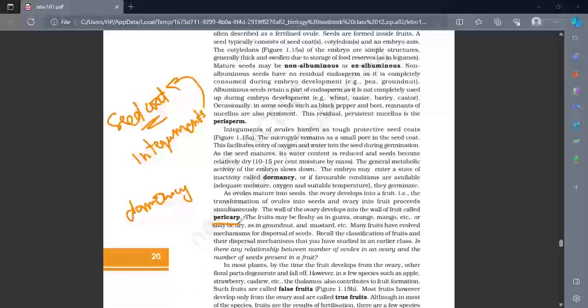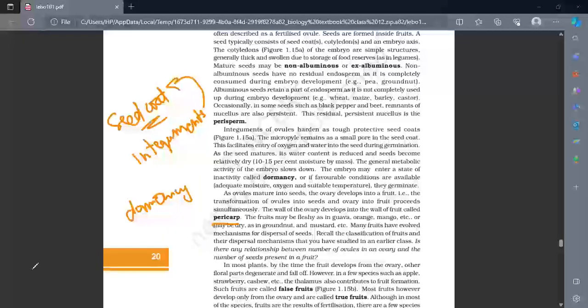It's a covering. The peel you take out of the guava, or you see outside the orange, or outside the mango, what is all of that? This is the pericarp. It's the same in dry structures also, like groundnut and mustard, where you take out that peel. These are all the pericarp, which is actually the wall of the ovary that has been converted into the pericarp region.